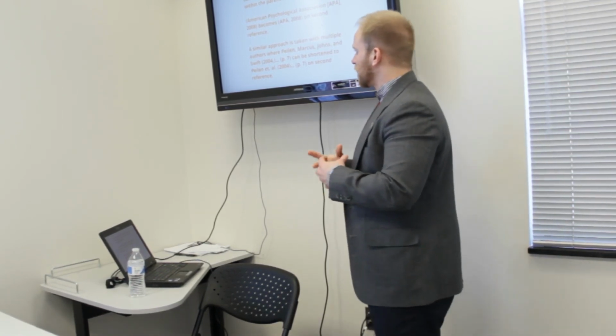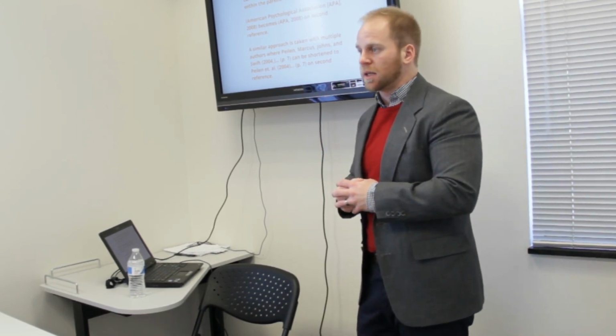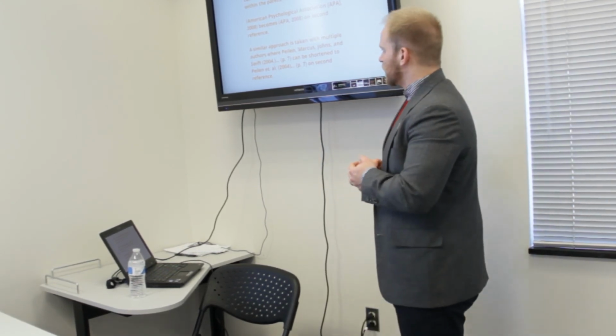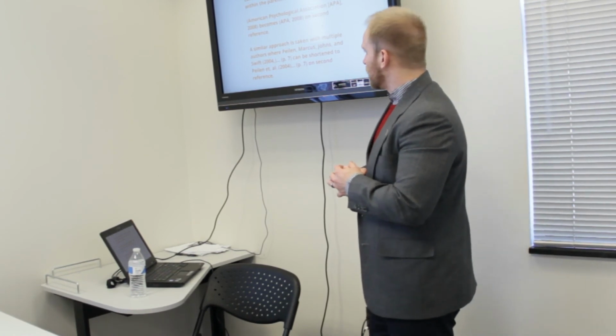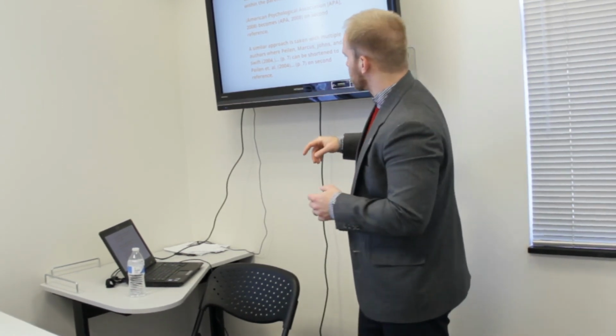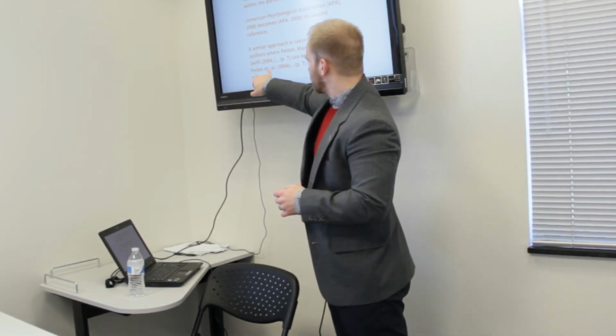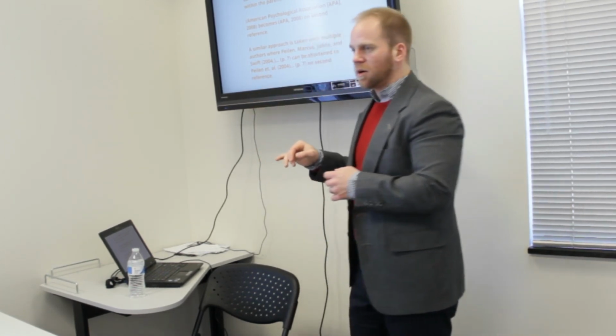Now, another place where you can take a little bit of a shortcut with APA that maybe you can't in other sources is through the use of what's called et al., or it means as previously stated. Now you will see that I have an extra period in here that's not supposed to be there.